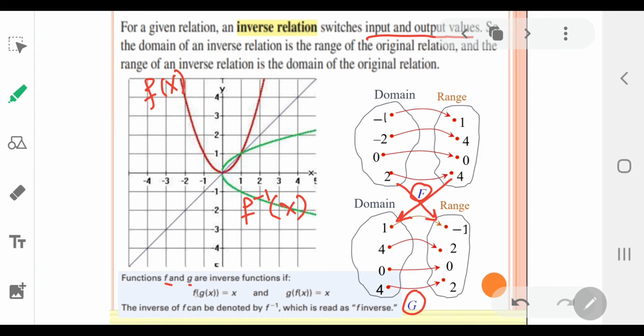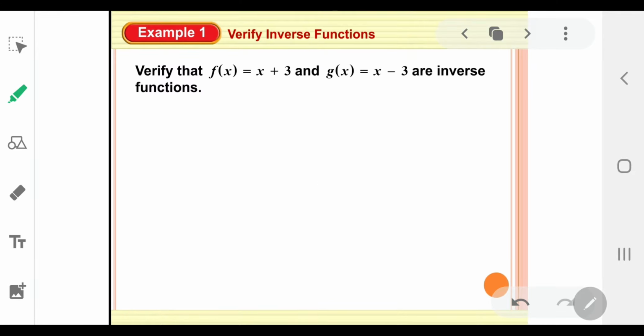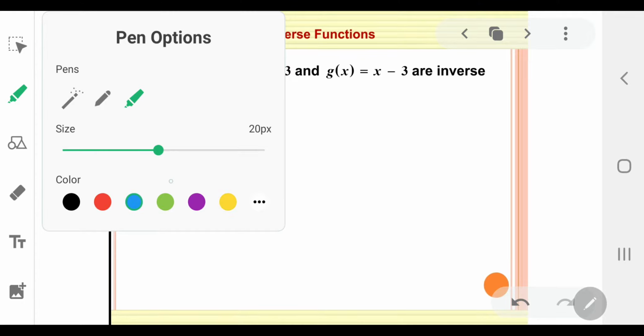Let's see how. If we plug the two functions into each other, we plug g into f and f into g, and they are equal to x, then we can say that they are inverse functions. And this will be our first example. If you're following from the book, you can get your textbook and start following page 380. Given two functions, f of x is x plus 3 and g of x is x minus 3, and he wants you to verify if they are inverses. Let's see how to do it.